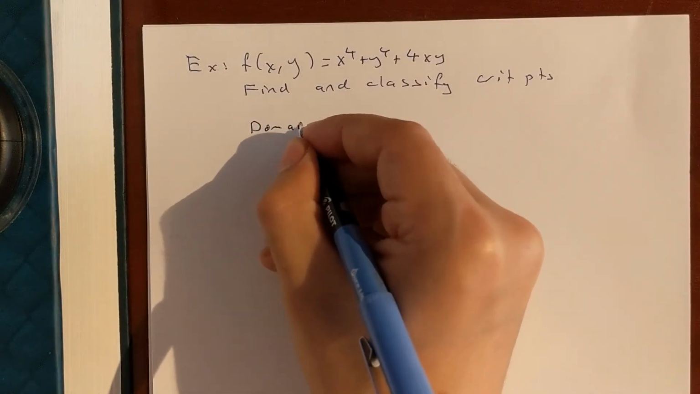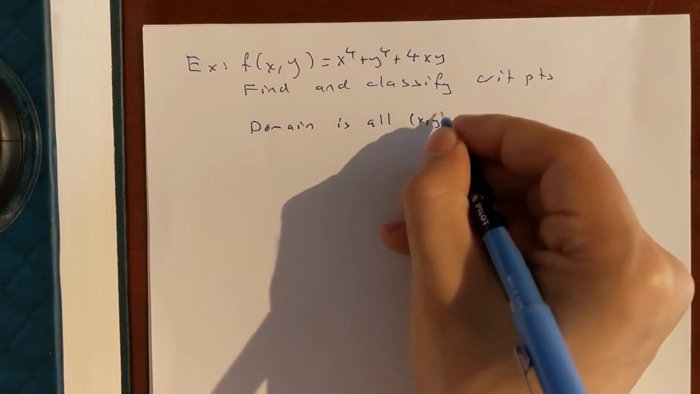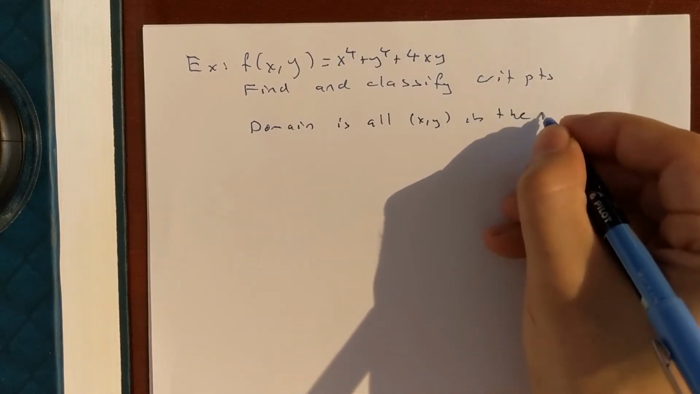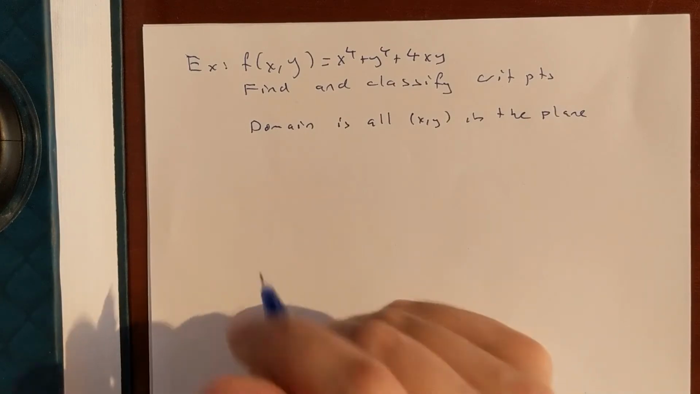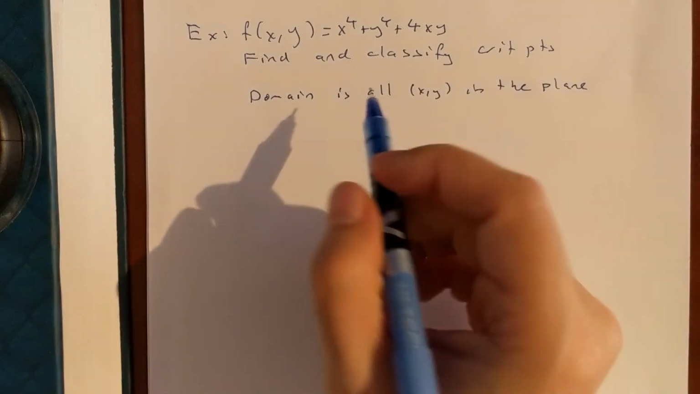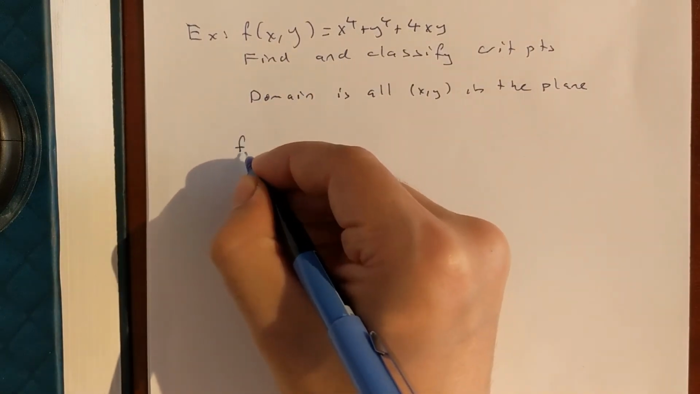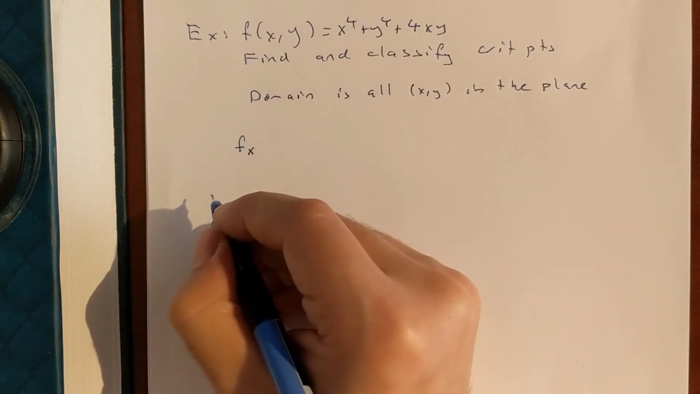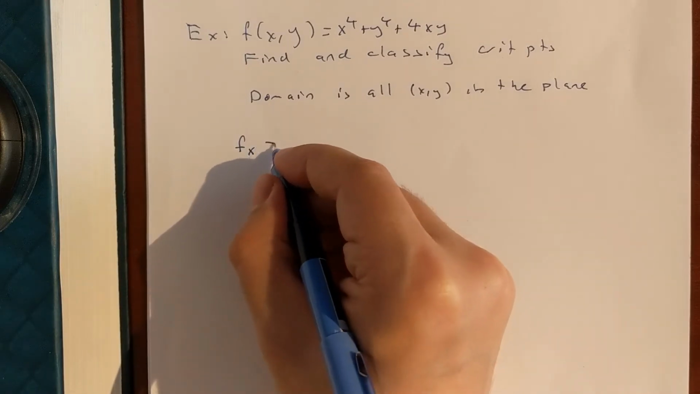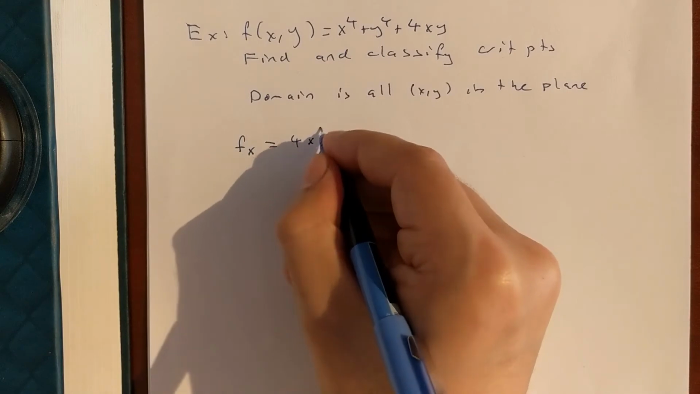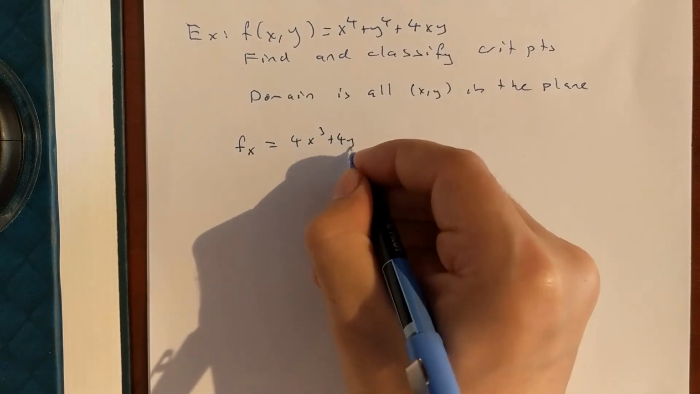Domain is all xy, all points in the plane. So we're not restricted here anyhow. So the derivatives are always going to exist. Hopefully, it looks like they're always going to exist. So let's calculate. F sub x is going to be 4x cubed. This term is going to be 0, and from here, it's just going to be plus 4y, right?